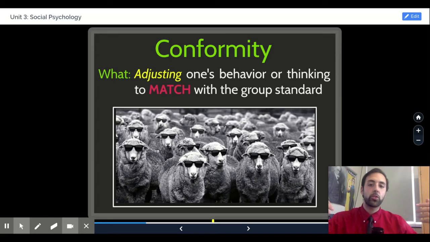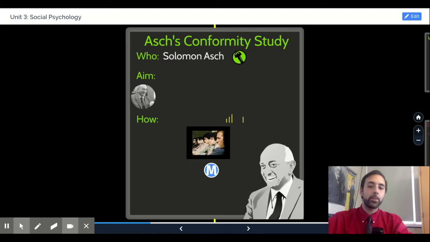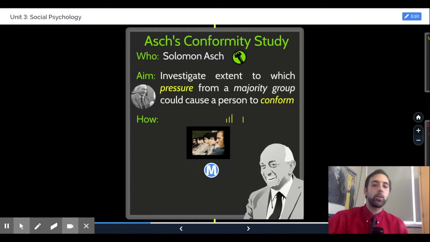If people have a certain dress attire that you might not love, but everybody's doing it, and you go buy that clothing, you've changed your behavior in accordance with the group standard, you've matched that group standard, you've exhibited conformity. So it can be thinking or behavior. The prominent study that was conducted to evaluate conformity was Solomon Asch's conformity study.